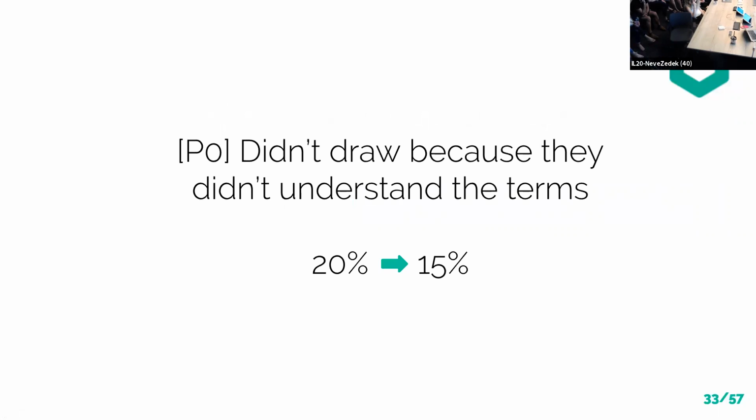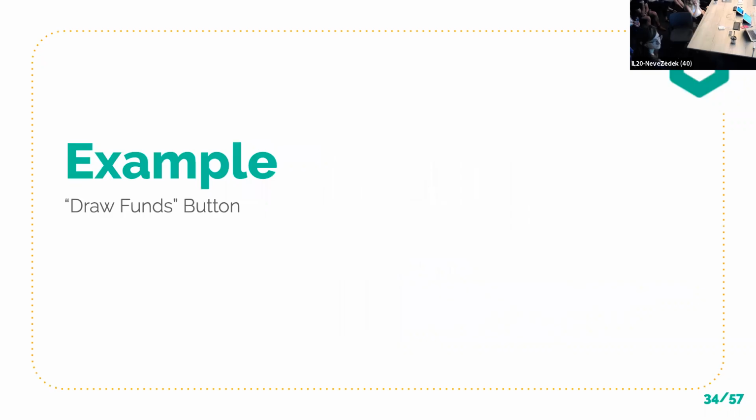These 15% mean we didn't bring it down to 0. People still aren't drawing. But again, it could be because we're too expensive. It could be because they don't need the cash right now. They just wanted to check out our product for a rainy day. Microcopy can't solve everything, but we made a significant dent in losing users.